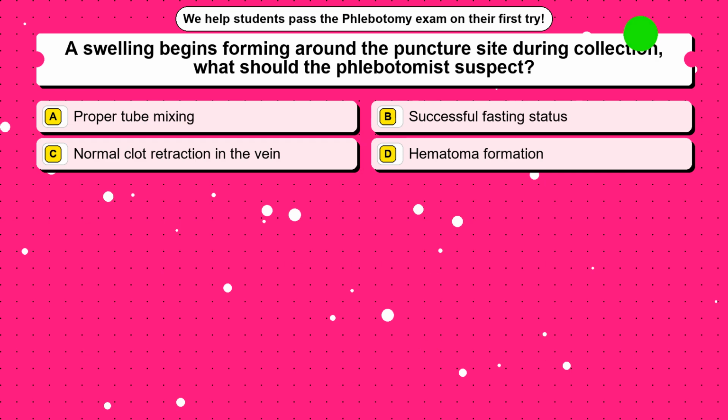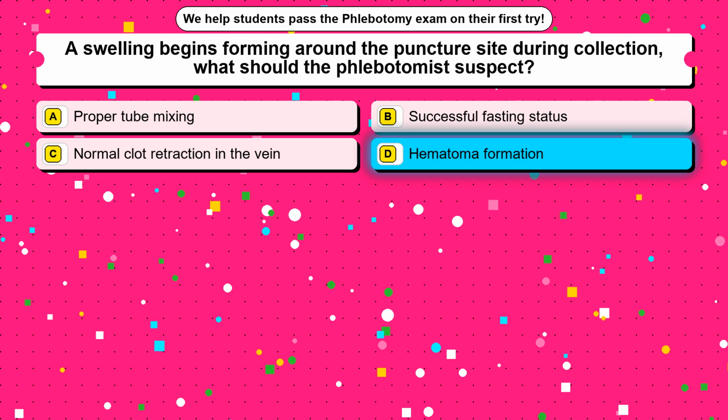Question 44. A swelling begins forming around the puncture site during collection. What should the phlebotomist suspect? Option A. Proper tube mixing. Option B. Successful fasting status. Option C. Normal clot retraction in the vein. Option D. Hematoma formation. The correct answer is option D.